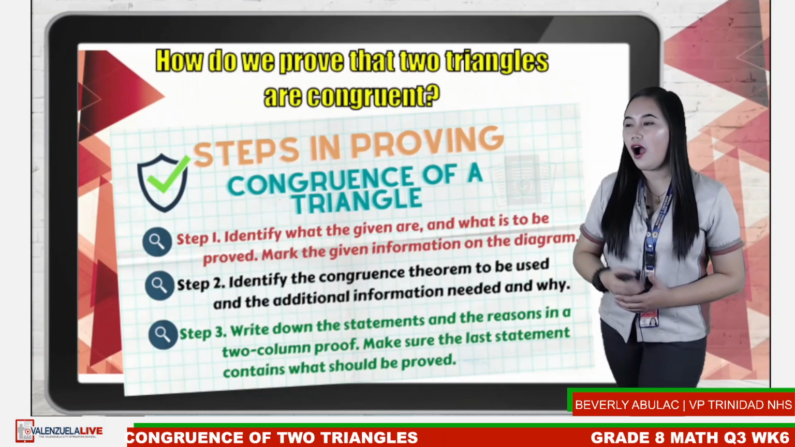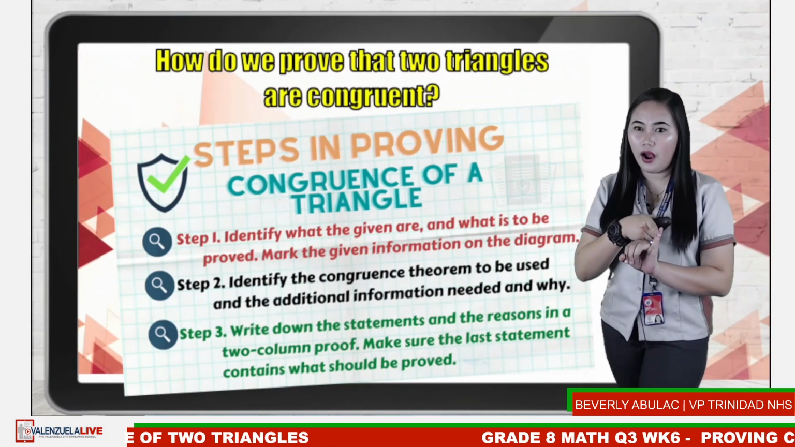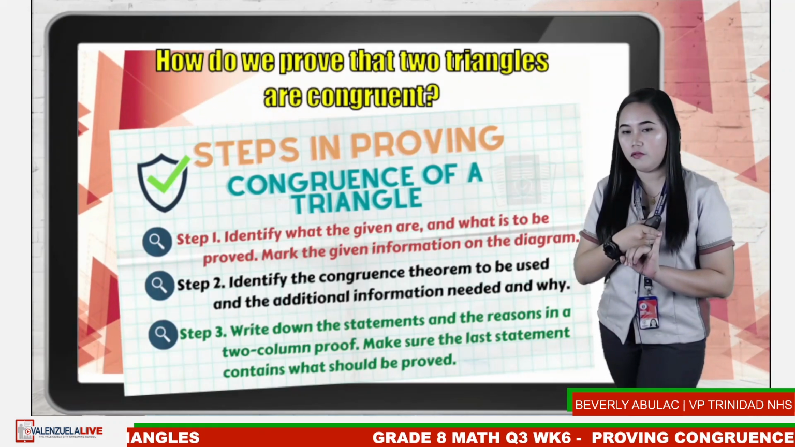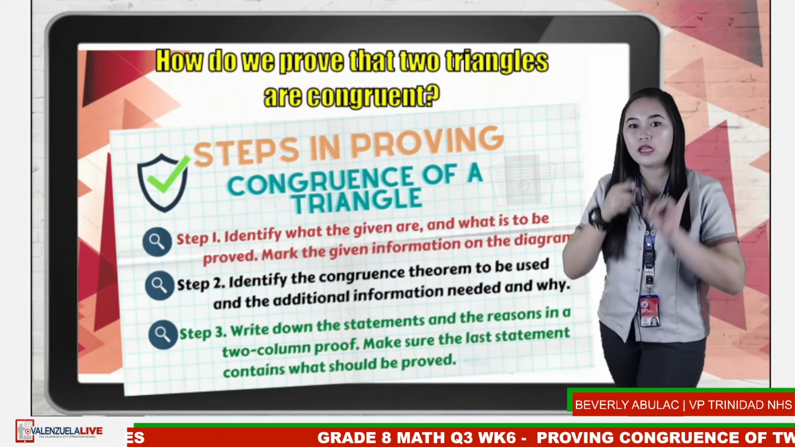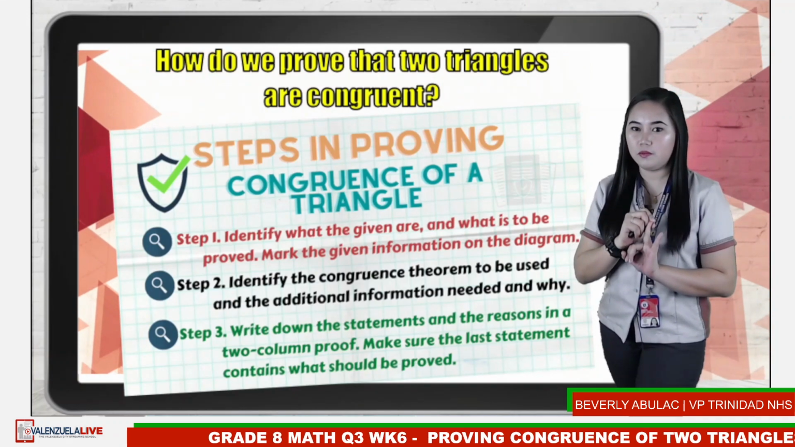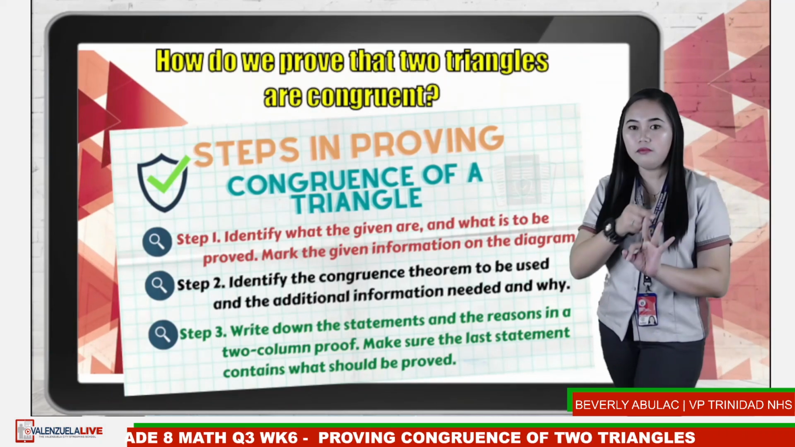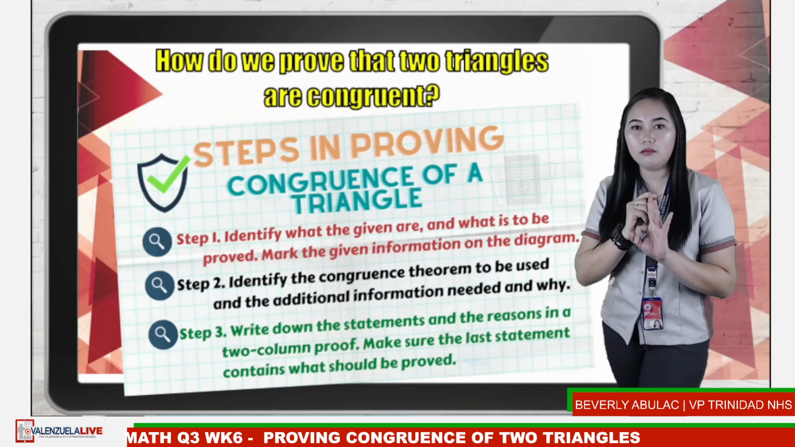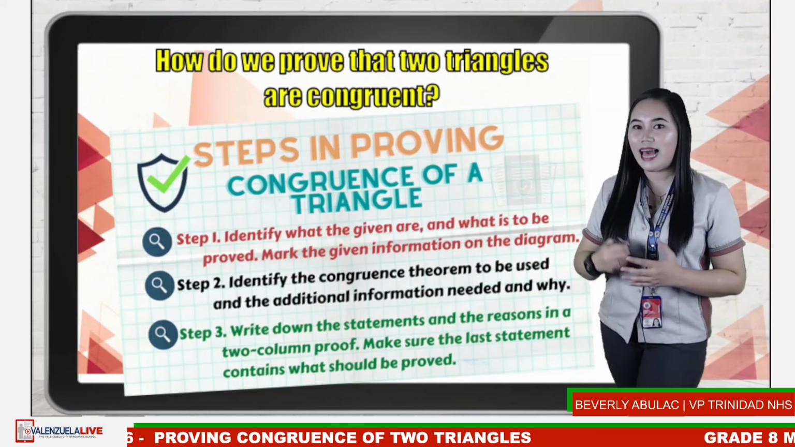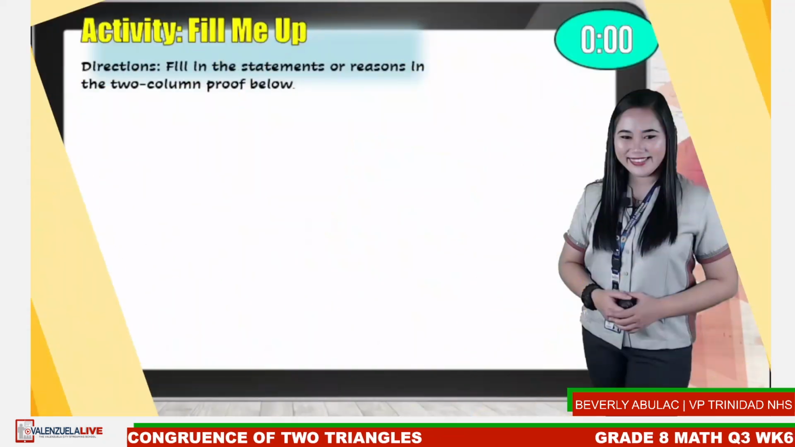Again, here are the steps. Step 1, identify what the given are and what is to be proved. You have to mark the given information on the diagram. Step 2, identify the congruence theorem to be used and the additional information needed and why. Step 3, write down the statements and the reasons in the two-column proof. Make sure that the last statement contains what should be proved.